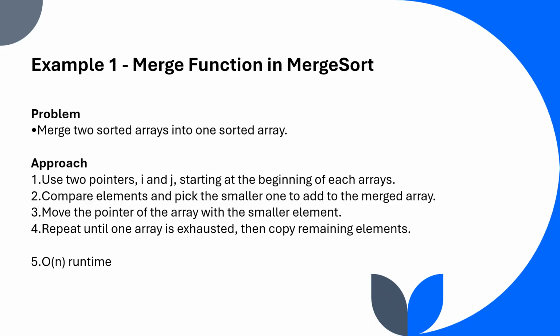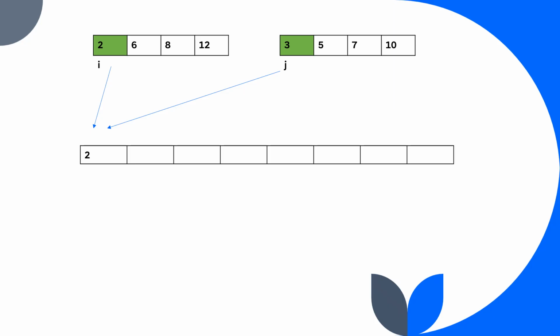So the approach is we are going to use two pointers, or variables i and j. Each will start at the beginning of each array. Then we are going to compare the elements and add the smaller element to the new array. We'll then move the pointer of the array with the smaller element and continue the comparisons. We do this until one of the arrays is exhausted. Then we'll copy the remaining sorted elements from the other array to the final array. Okay, so let's look at an illustration of this.